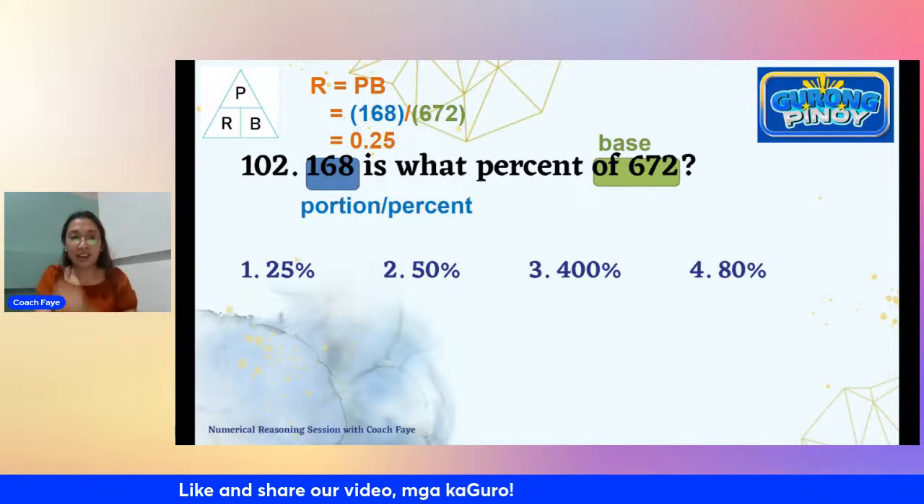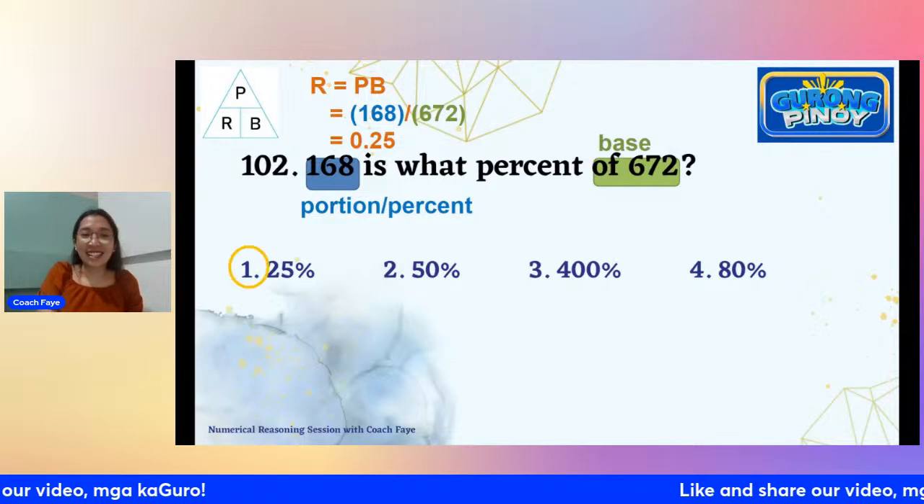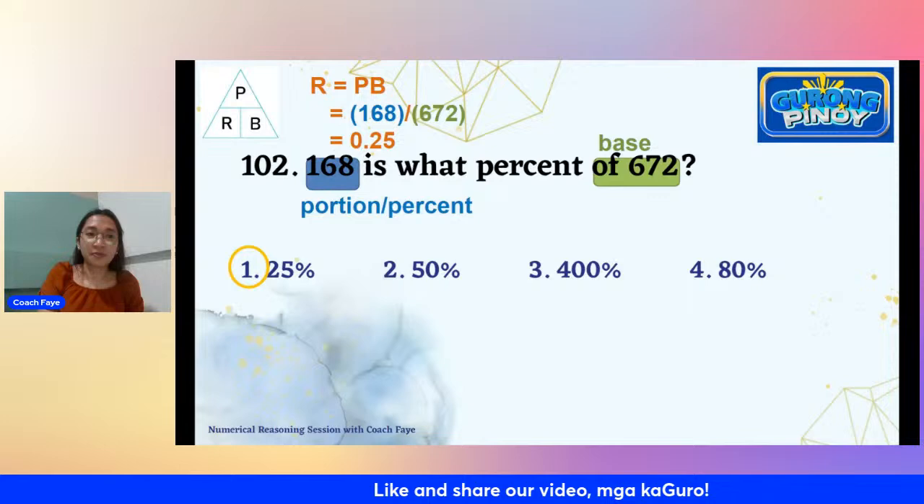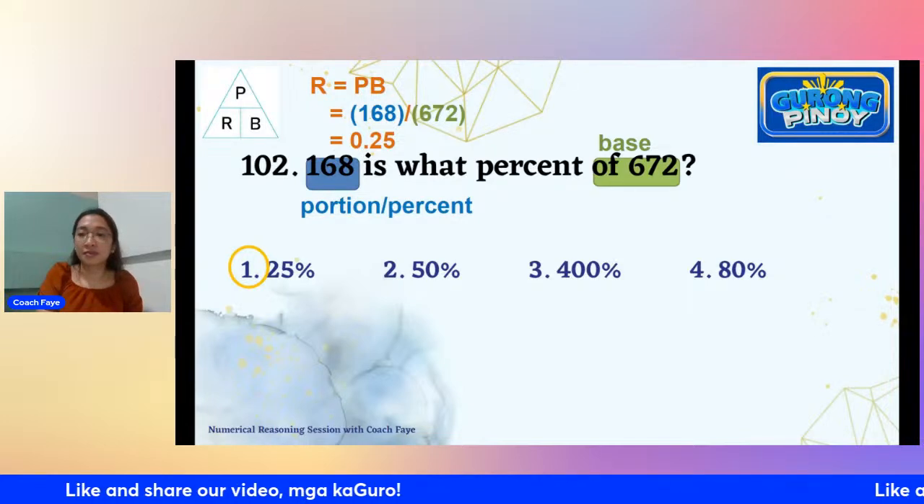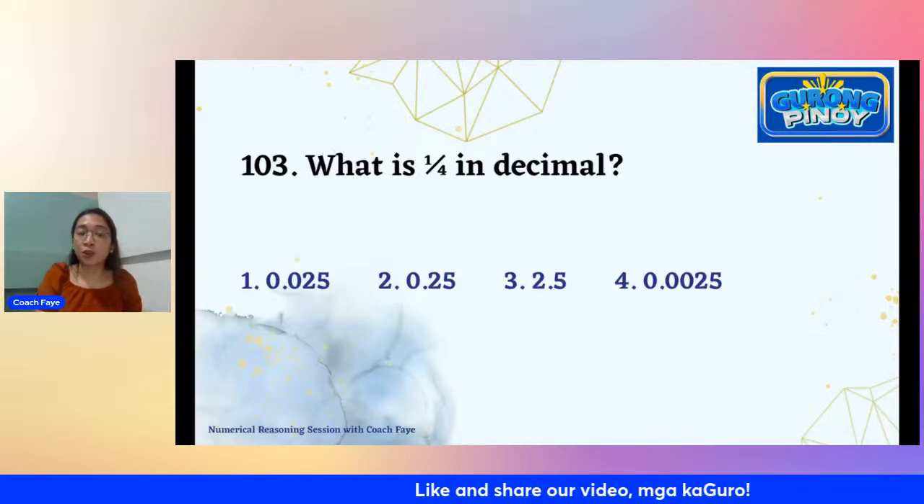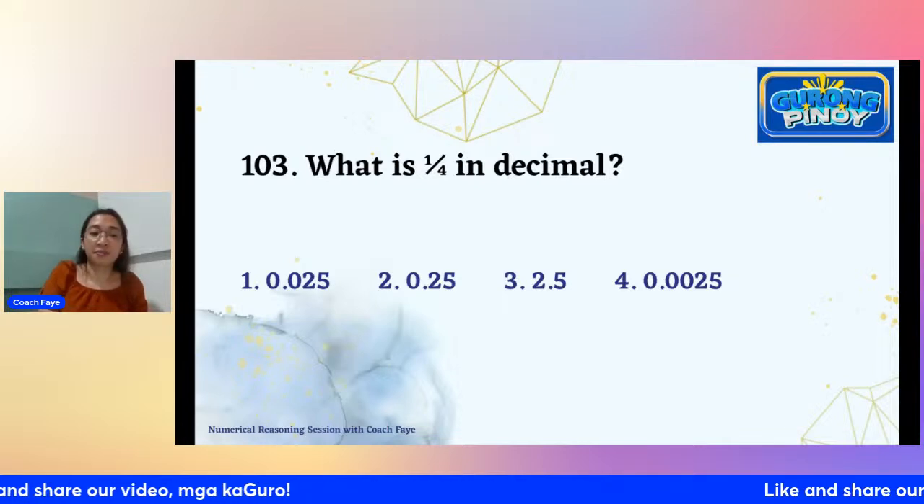So, we're good so far. Most of us are getting the correct answer. Now, let's take a look at item number 103. What is 1/4 in decimal? Is it 0.025, 0.25, 2.5, or 0.0025?